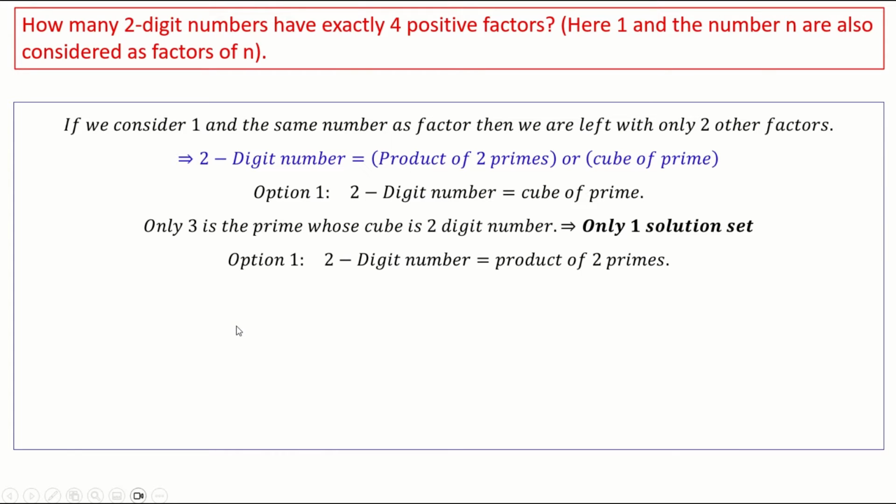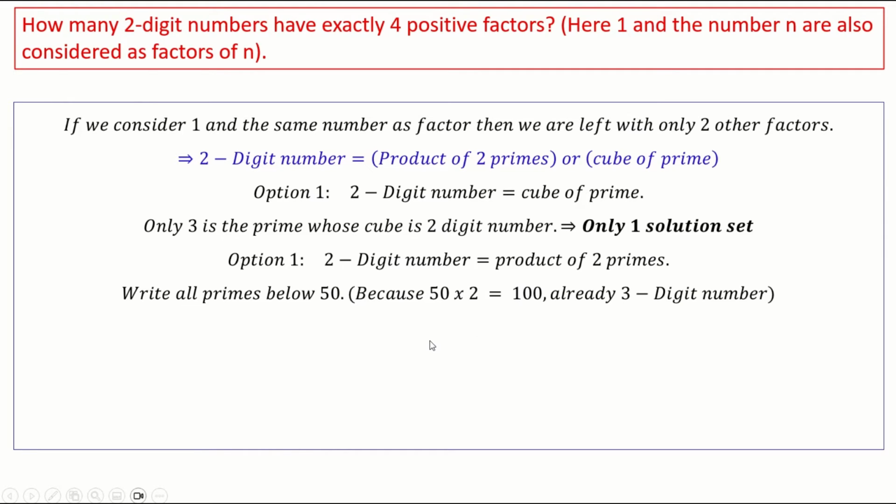Now let's go to option 2. Sorry, this is option 2. Two-digit number equal to product of two primes. So in this case, you write all the primes below 50. Why do we need to take 50? Because 50 into 2 we know is 100, so already a three-digit number. Okay. So these are the primes.